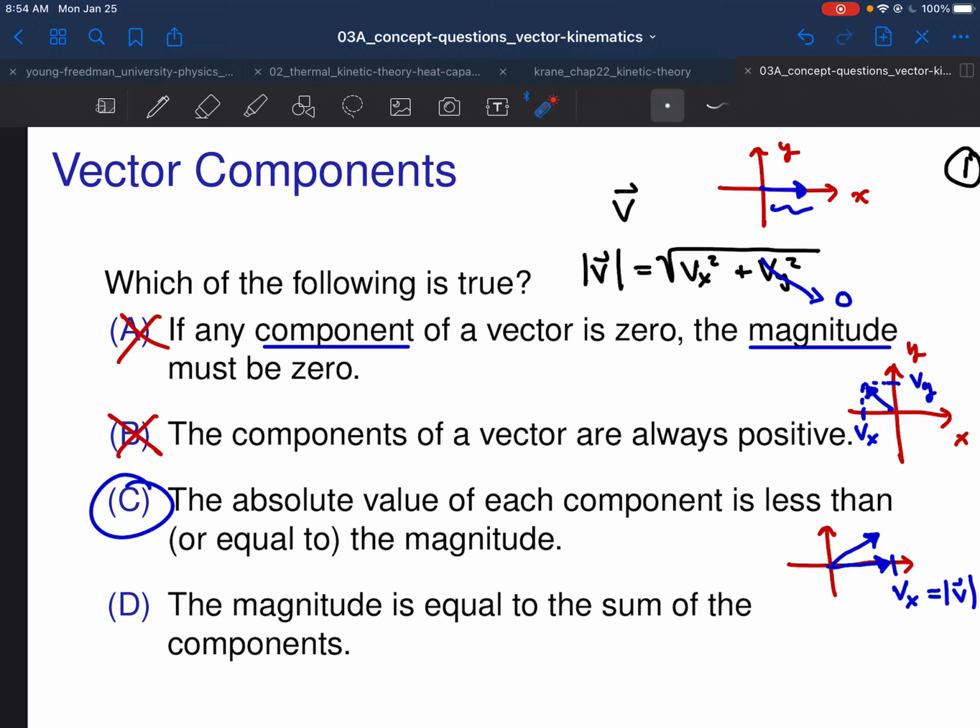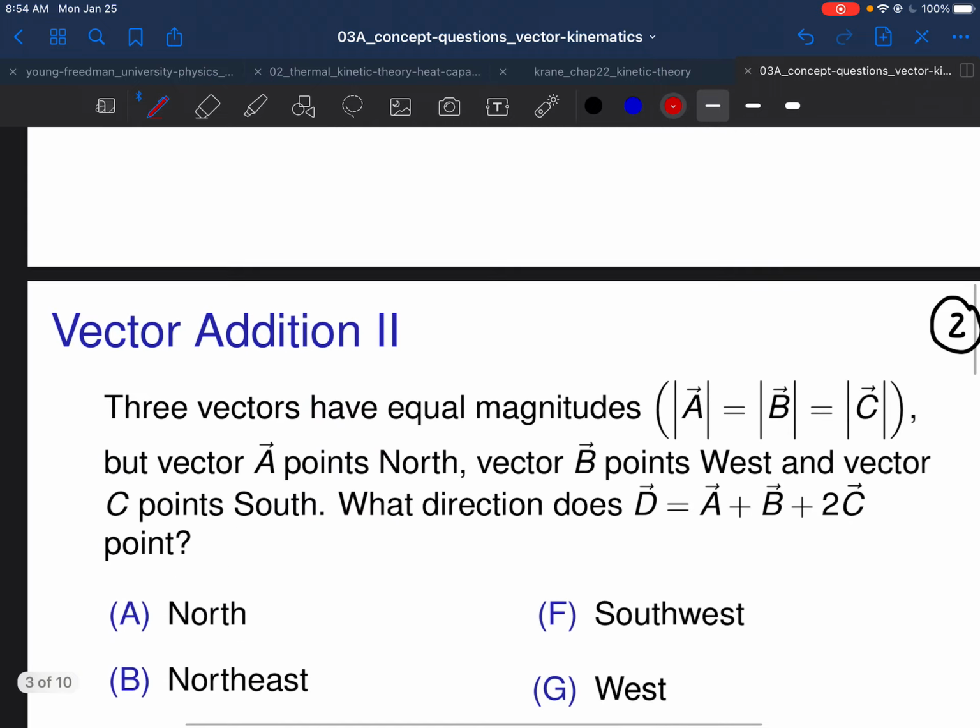The magnitude is equal to the sum of the components. Well, we already looked at what the magnitude is in terms of the components. That's not true, so this one is false. So it's only C that is true.